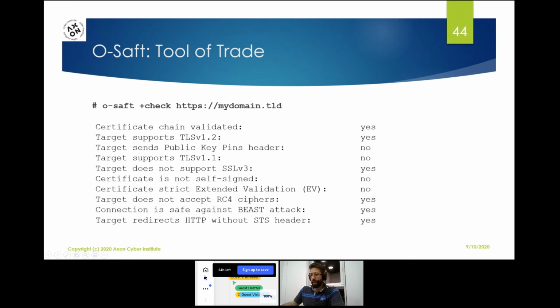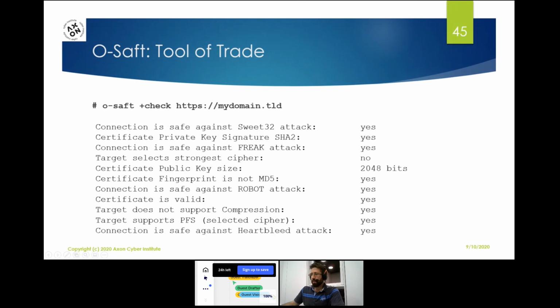No, that means it is domain validation. Does not accept RC4. Immune to BEAST attack. Yes. Redirects to HTTP without HSTS. Yes. It checks for the Suite 32 attack, similar to the other attacks we talked about. And then we have the FREAK attack as well.